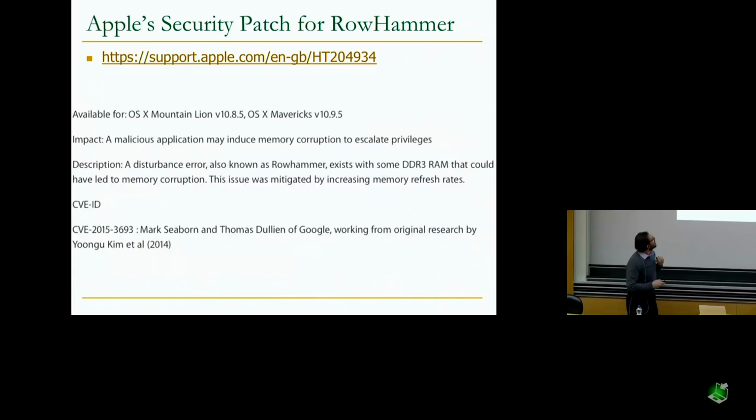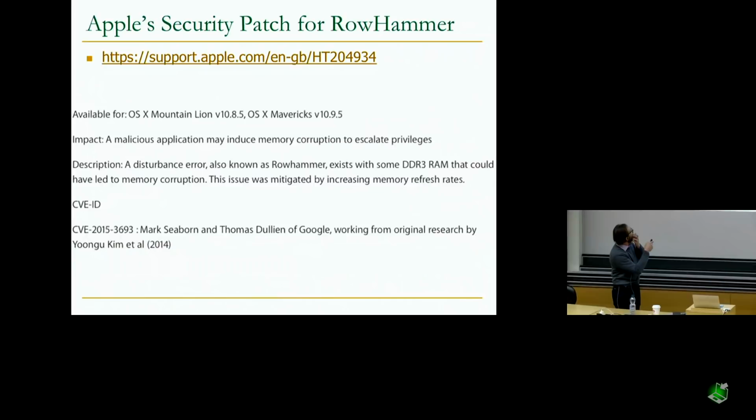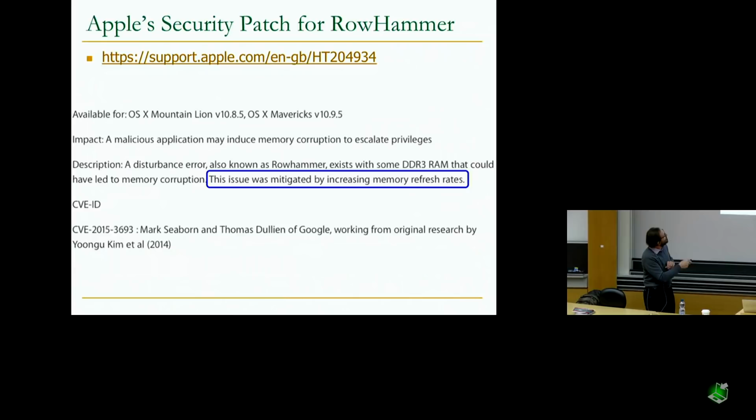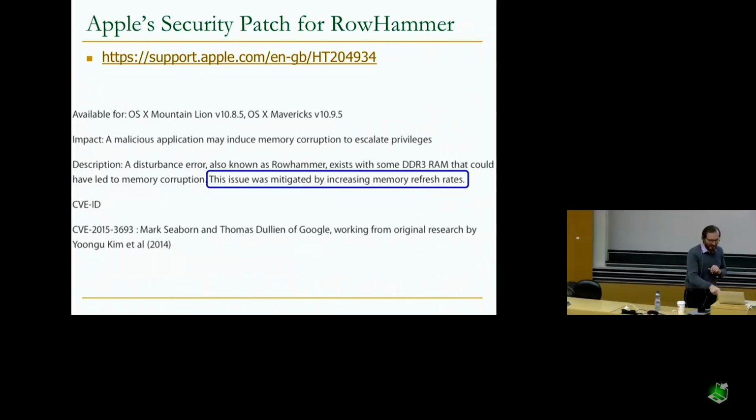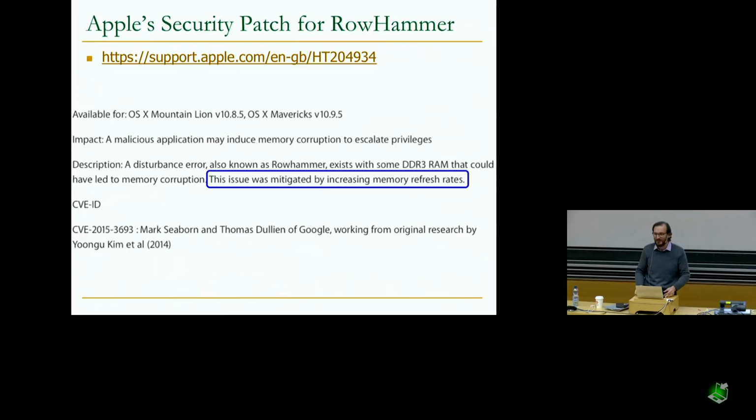So I'll talk about Apple's solution. Apple released a security patch. And they say, basically, a disturbance, also known as RowHammer, exists within some memory that leads to memory corruption. This issue was mitigated by increasing memory refresh rates. So this thing is refreshing memory more frequently right now. So as a result, it's slower, and its energy consumption is higher. Is this a good solution? Do you like it? Yes?